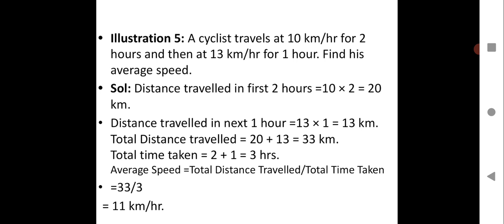Similarly, distance travel in next 1 hour, that is 13 km in 1 hour, that means 13 into 1, that will be 13 km. Again you have multiplied speed into time, gives you the distance. Then total distance travel, that is 20 plus 13, that is 33 km. Total time taken 2 plus 1, that is 3 hours. So average speed will be the total distance travel upon total time taken. 33 upon 3 is equal to 11 km per hour.